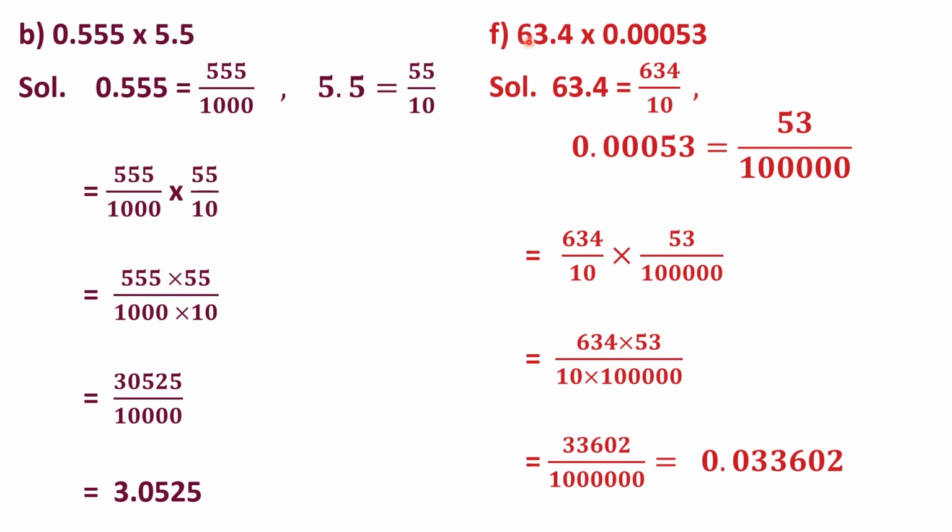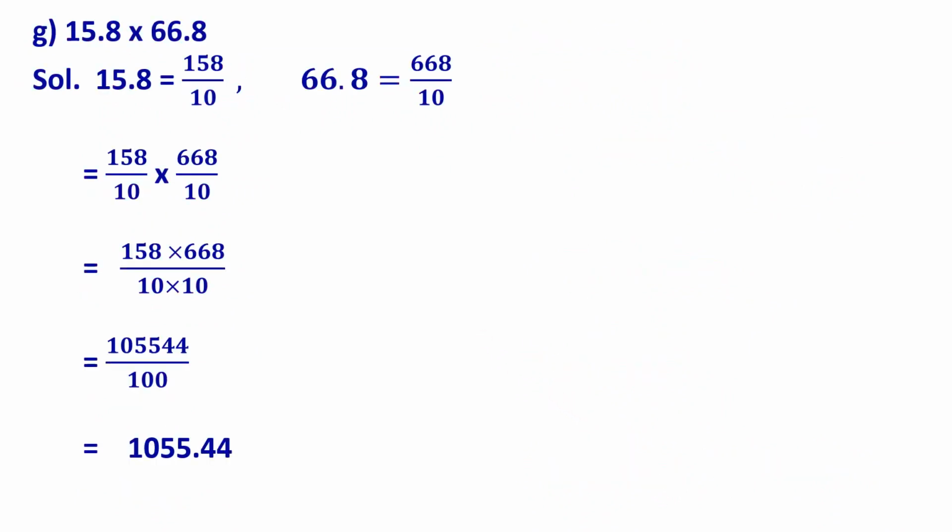Similarly, we have done in this question also: convert both decimal numbers into fraction, then multiply both the fractions and then convert the fraction into decimal again. This is how in all these questions you can see the same process is used.